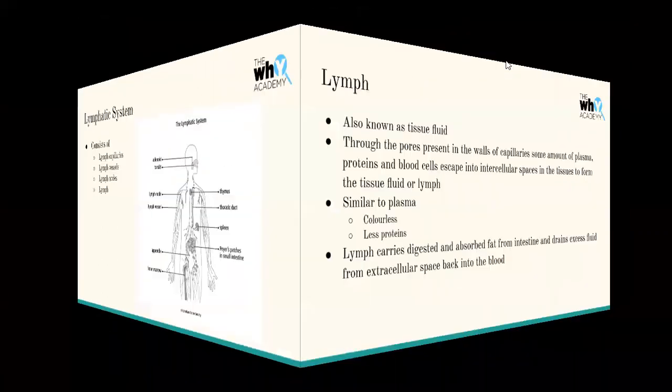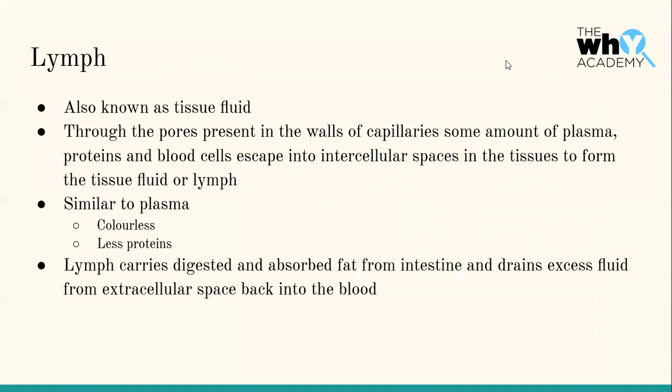Okay, right. And you have what is lymph. This is important. You need to know what is lymph under the lymphatic system. This can be asked as a 1 marker, 2 marker, anything, depending on whatever they prefer. Lymph is also called tissue fluid. And how do you get it? Through the pores present in the walls of some capillaries, some amount of plasma, proteins, and blood cells escape into the intercellular spaces. So, this is what I was saying.